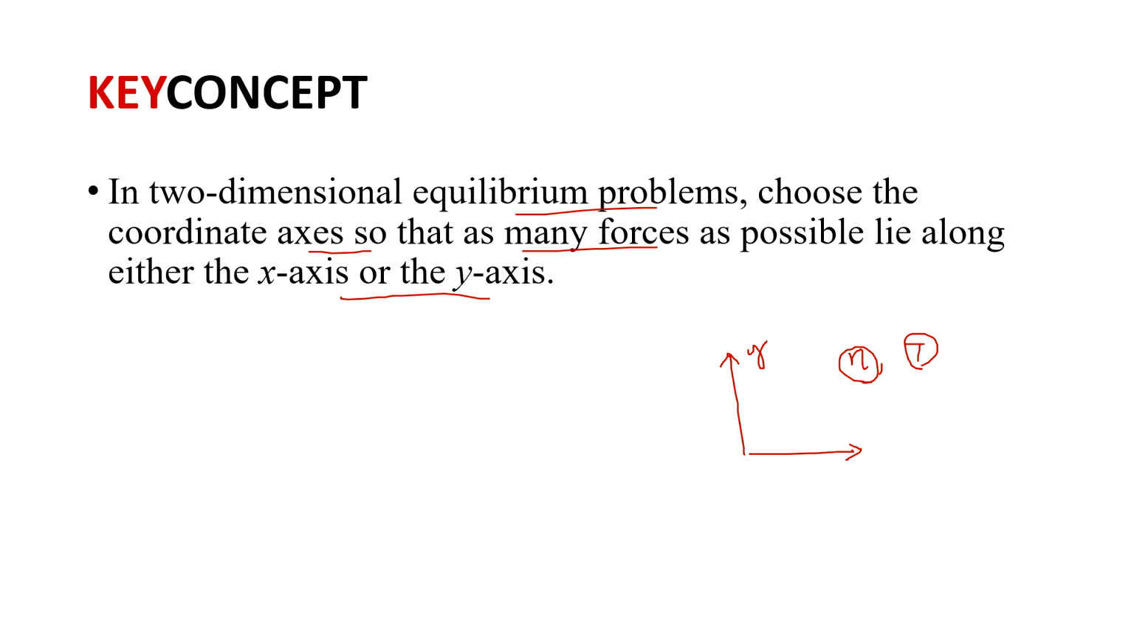But by rightfully choosing the x and y axes to be along a different direction, you only had to split W into components along the x and y axis directions. So that is how you rightfully choose the coordinate axes in solving Newton's first law.